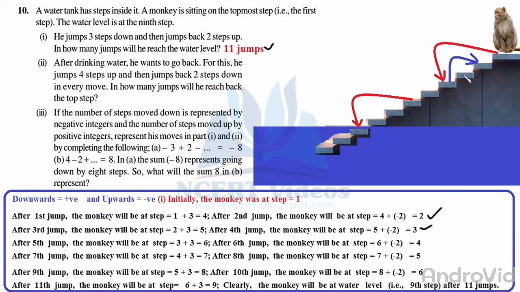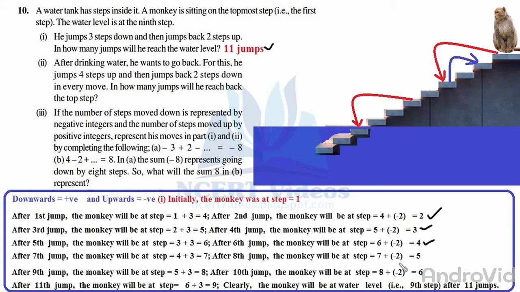Now at the 5th jump, the monkey will step 3 plus 3 is 6. You have to just take the previous step and add 3 to it. So he'll be at 6. Now he makes another back jump, which will be taken as negative. So he'll be at the 4th step. Similarly, you can do the rest of it until he comes to the final step.